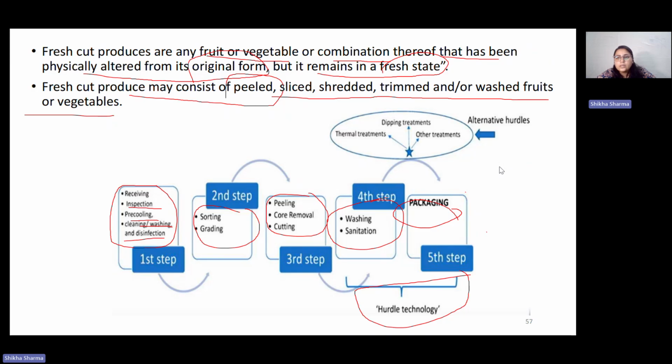And we can also use some other hurdles like dipping treatments or thermal treatments and other treatments in step 4, or after step 4 or between step 5. So with this minimal processing of the fresh cut produce, we are packaging and selling. That is a fresh cut produce.